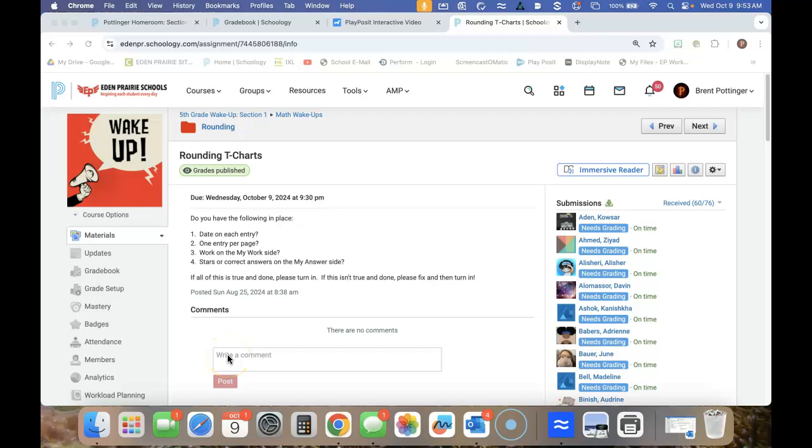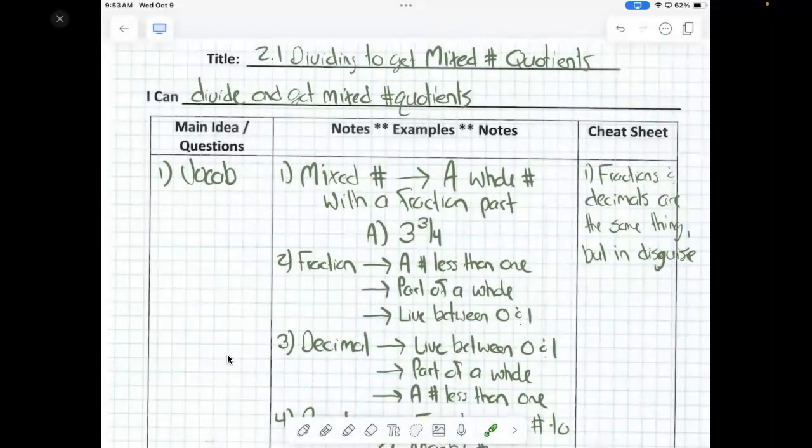Good morning. All right, today we are going to finish, if we can ever get it to pop up on the screen, there it is, our 2.1 dividing to get mixed number quotients notes. Can you divide to get mixed numbers now? Yes. Sweet.